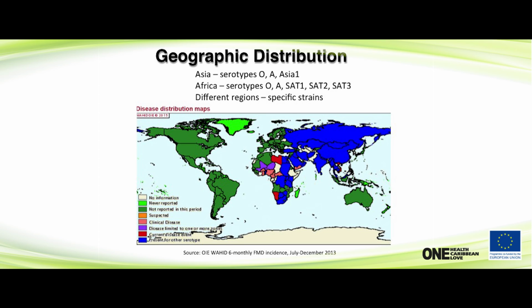Okay, so we can look a little bit more at the geographic distribution here on this map. As we have seen, it takes a little bit of a while for people to submit all their reports to OIE.